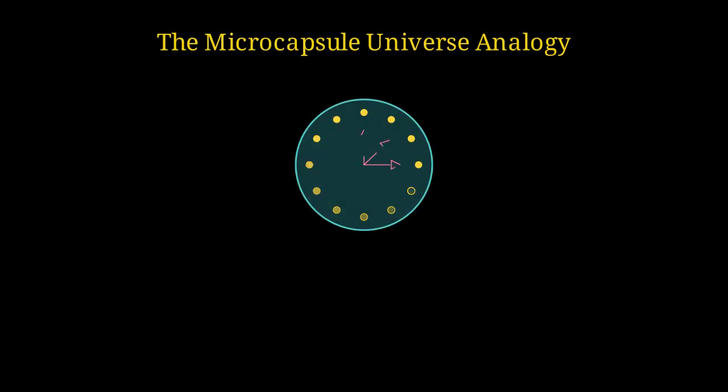Explore how tiny microcapsules can teach us about planets, stars, and the fundamental balance of forces in the universe. Imagine a tiny sphere just microns across, balancing forces just like a planet balances gravity and pressure. This is the microcapsule universe analogy.